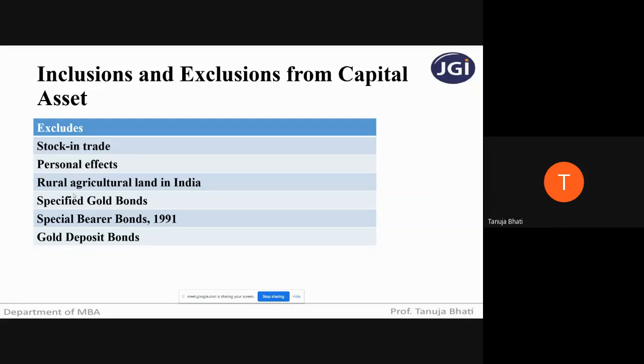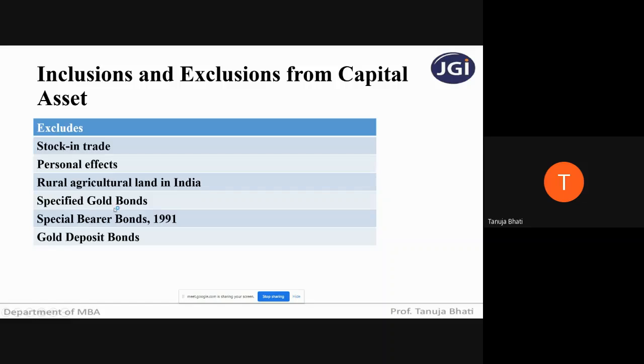Similarly, up to 6 kilometers, if the land is situated where the population is more than 1 lakh but not exceeding 10 lakhs, then it is an exception. And up to 8 kilometers from the cantonment board, if the population is more than 10 lakhs and your land is situated there, it is an exception. So this I'll be covering in the notes. So just understand, rural agricultural land in India is an exclusion from capital asset, except those limits which I have told you now.